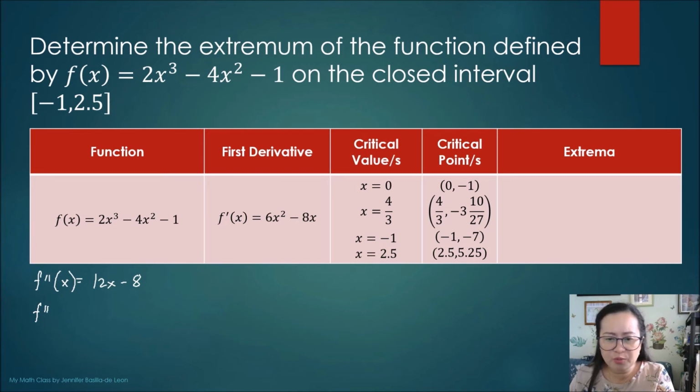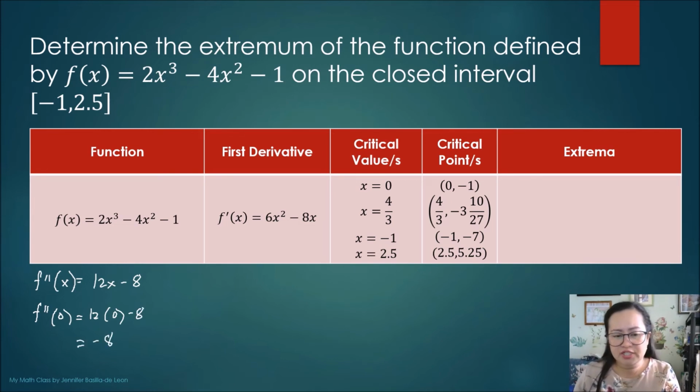Evaluating f double prime at x equals 0, then we will have 12 times 0 minus 8. So therefore, we have negative 8. Now, since it's less than 0, then we can say that this is a relative maximum.